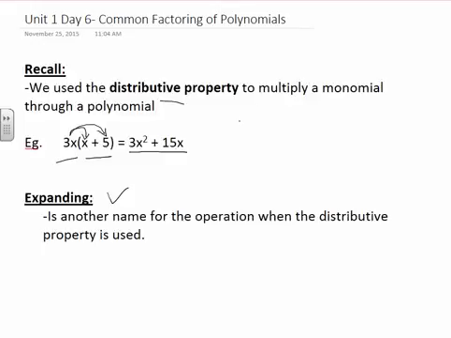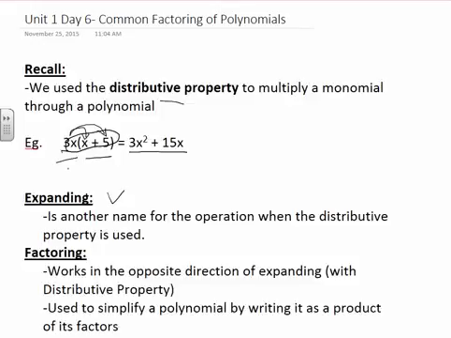With the distributive property, I'm going to teach you a new term called expanding, which is another name for an operation when the distributive property is used. If you got a question that said, expand this set of polynomials, you would essentially use the distributive property. So expanding and the distributive property go hand in hand. Expanding takes us from the left side of the equation to the right side in this example. Now if we introduce the term factoring, it's actually the opposite of expanding. It takes you from the expanded version into this version, which is known as the factored form.